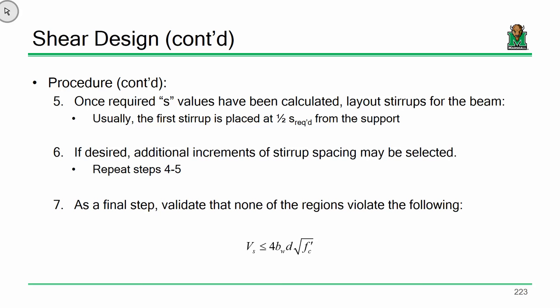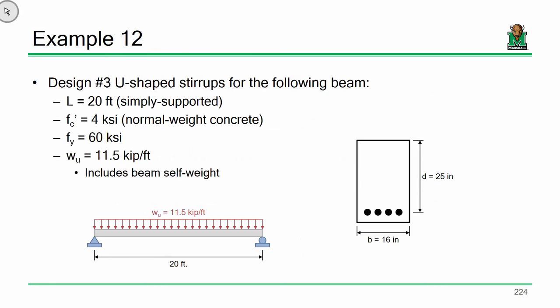Once it's all said and done, you just got to make sure the strength provided by your steel doesn't violate the following limit. But that tends to never really happen. Does anybody have any questions? Again, we'll take this one slow because I forgot to give you all the handouts. All right. Everybody good? All right, so let me take some time and explain what's going on in this example.